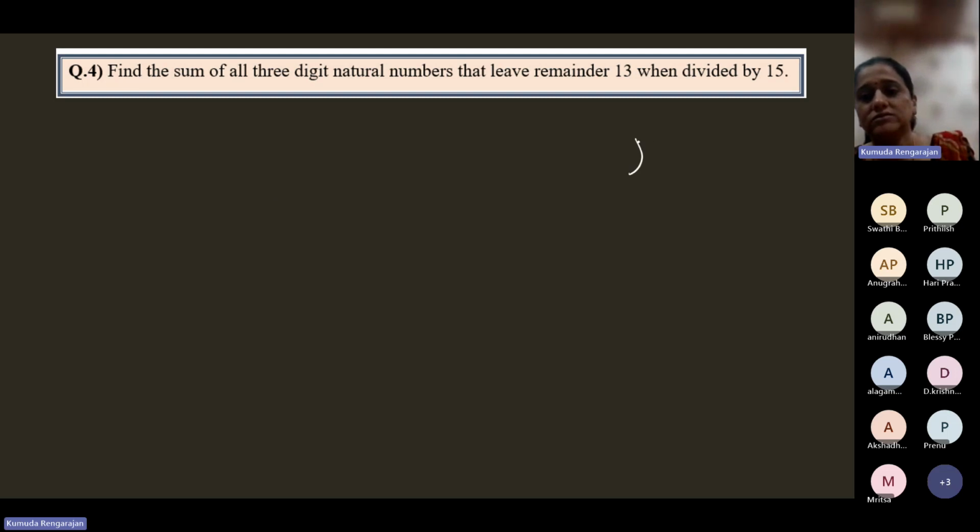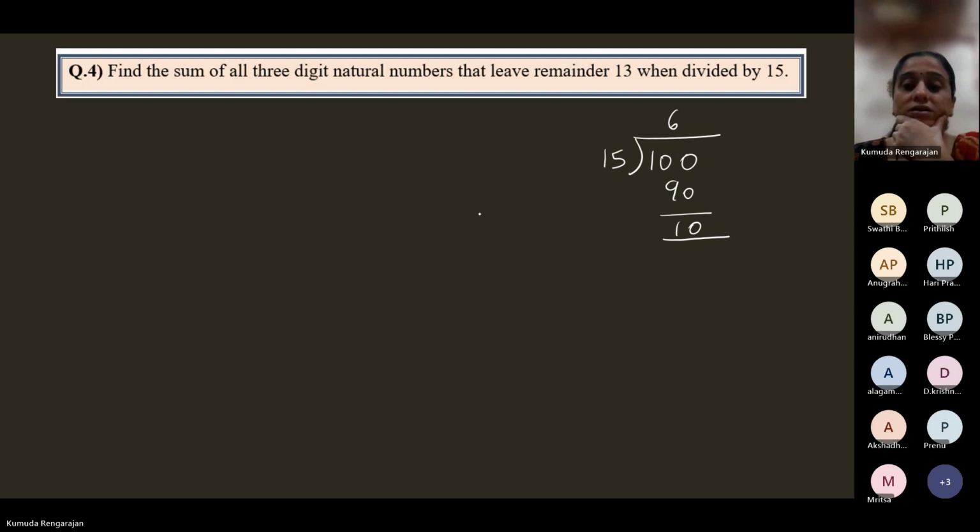So you have to start with 100, right? Divide by 15, because 100 is the smallest 3-digit number. 15 sixes are 90. 10 is a remainder. Now, when you divide 100 by 15, what's the remainder? 10 is a remainder. But what should be the remainder? Okay, let me put it like this for you, children. Let us first generate, this will be easier, the AP of all 3-digit numbers that are exactly divisible by 15.